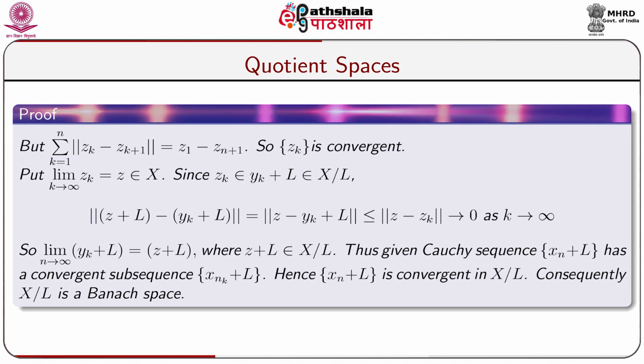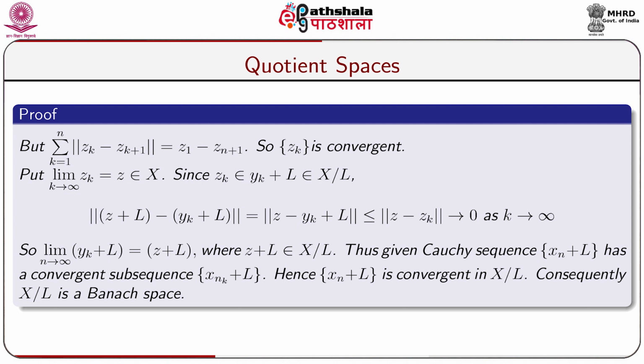If we allow n to tend to infinity, we see that the sum from k = 1 to infinity of zk − zk+1 is equal to z1 minus the limit as n tends to infinity of zn+1. As the series is convergent, we see that the sequence zk is convergent, and let the limit as k tends to infinity of zk be equal to z belonging to capital X, because X is a Banach space.